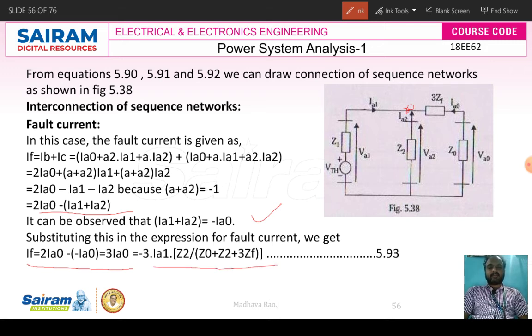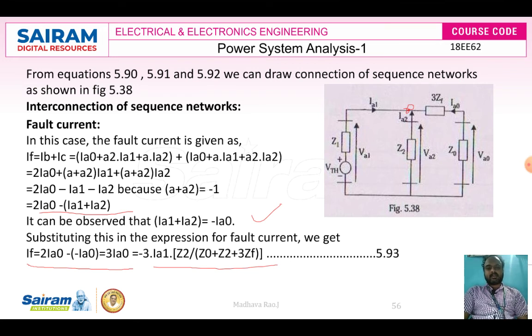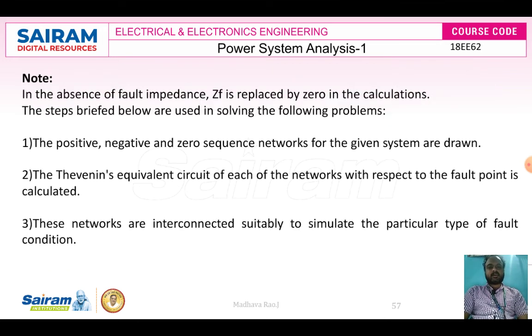So IA0, according to the current division principle, is equal to IA1 into Z2 divided by Z0 plus Z2 plus 3 into ZF. Total impedances we have to substitute. Okay, this is the fault current.